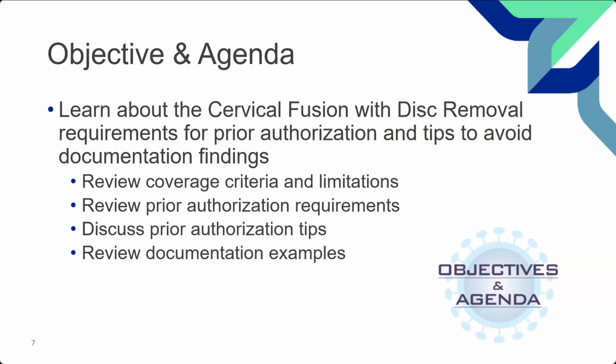By listening to this event today, we're going to go through and review the coverage criteria and limitations. We're going to talk a little bit about the prior authorization requirements and some tips for that. And then we're going to dive into some documentation examples and things that may cause a non-affirmation upon review. We want to help you identify those things in your own documentation so you can get your prior authorization requests affirmed the first time.